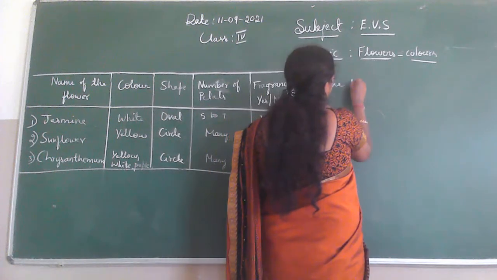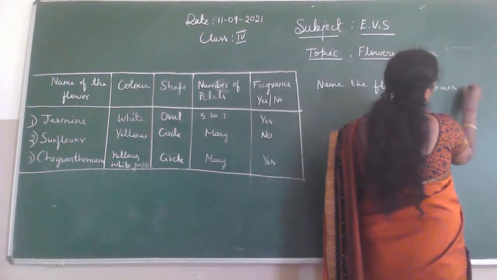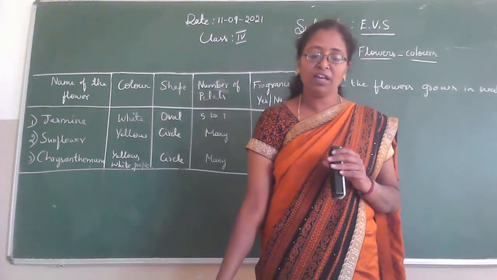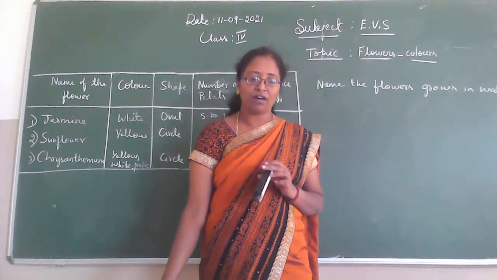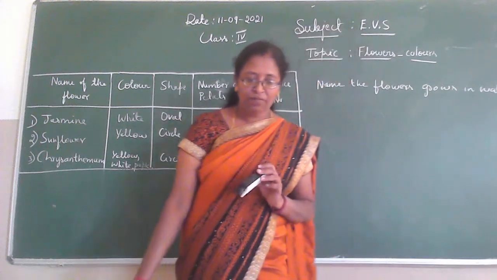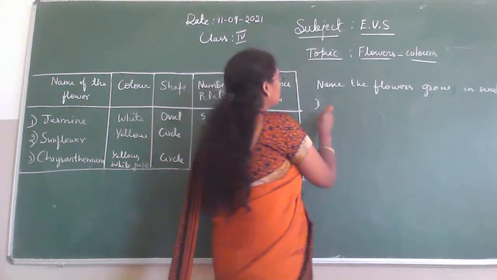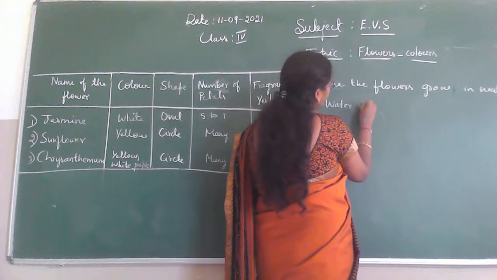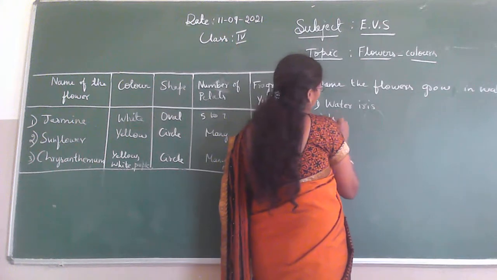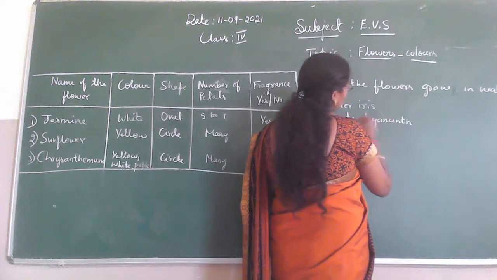Name the flowers that grow in water. Now Nagaraja told that even in the pond there are flowers. He told like that. So three flowers that grow in water, we need to name those flowers. Water iris, and then water hyacinth. So these are the new names.